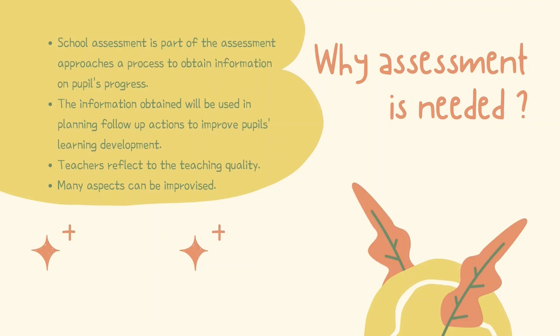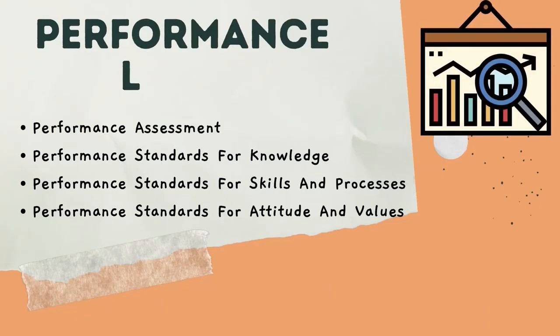In order to improve pupils' development in mathematics, there are many aspects that can be improved by the teacher, especially the teaching method and the teaching aids used. In assessment, there are 4 types of performance that the teacher has to look for. Every performance has its own level to achieve. The achievement level for each performance depends on the pupils. The performances are performance assessment, performance standards for knowledge, performance standards for skills and processes, and the last one is the performance standards for attitude and values.